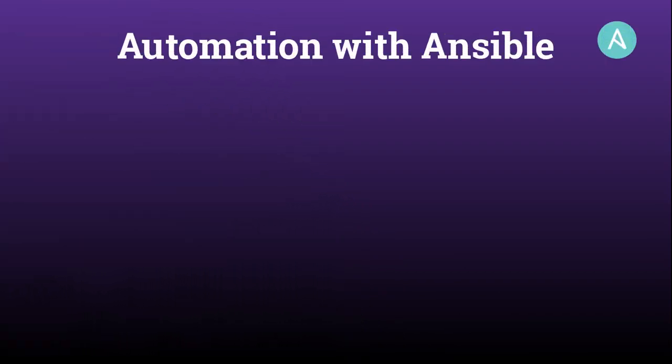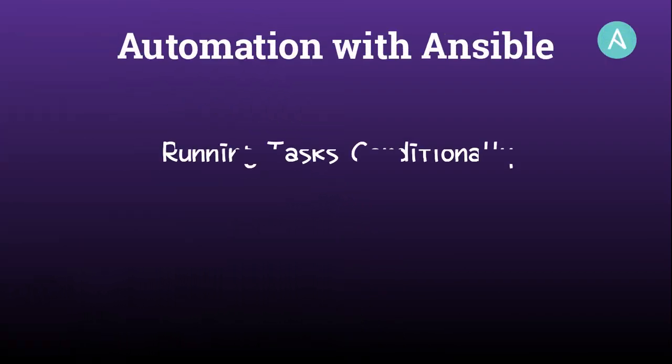In today's automation with Ansible tutorial series, we will be seeing how you can run some task conditionally. Means it will check for conditions, and if the condition meets, it will run, else it will not run.